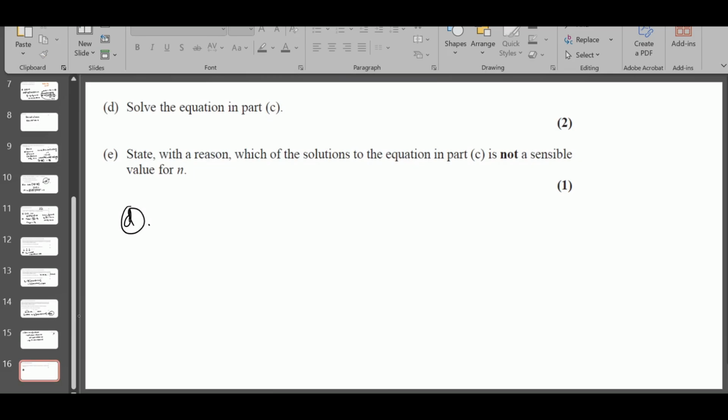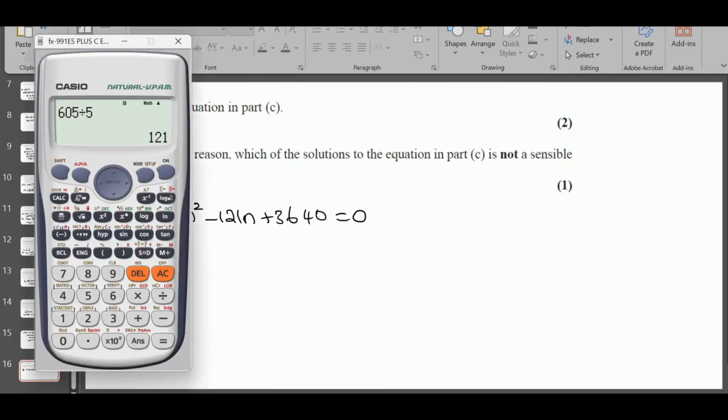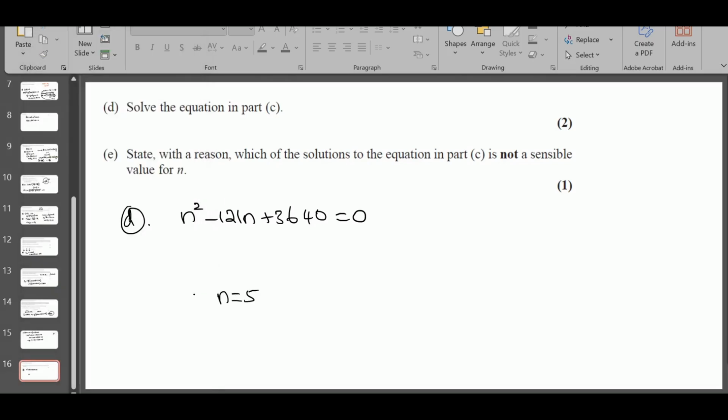So we have n square minus 121n plus 3640 is 0, right? And we got the values. 1, minus 121, 3640. 56, 65. So n minus 56, n minus 65 is equal to 0.